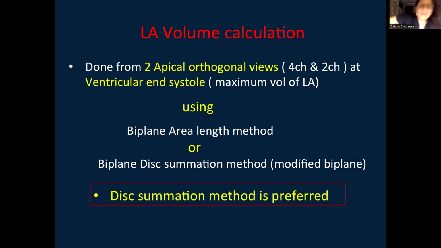We measure LA volume from two apical orthogonal views. One is the four-chamber view, another is the two-chamber view. It is at ventricular end systole, because at that time the LA has the maximum volume. We can use either the biplane area length method or the biplane disc summation method, which is called the modified biplane method. You must have heard this during the assessment of systolic function. Out of these two, the summation method is preferred. So let us see how we do it.